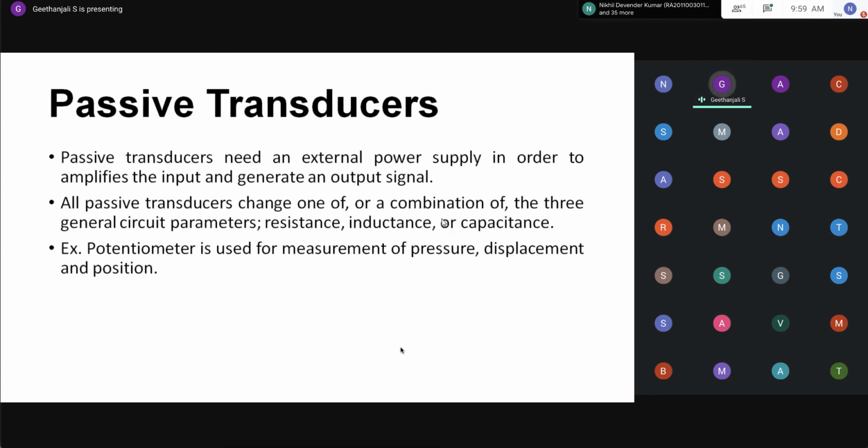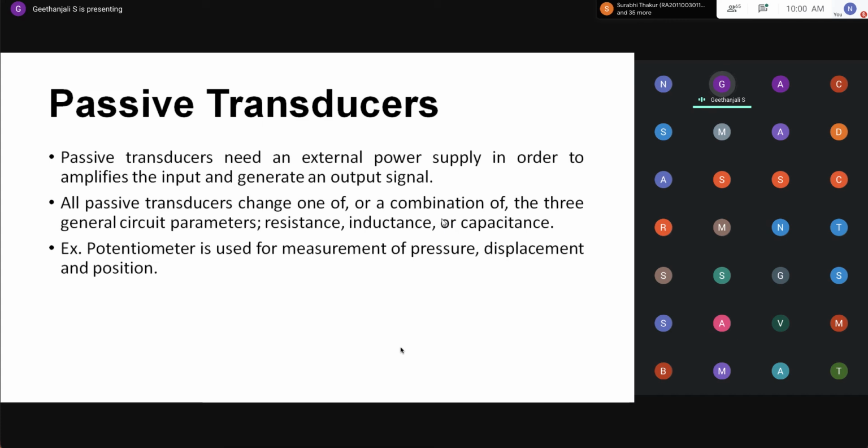The next one is the passive transducers. Passive transducers need an external power supply in order to amplify the input signal and generate an output signal. All passive transducers change one form of, or a combination of, 3 general circuit parameters: resistance, inductance, or capacitance. Example, a potentiometer is used for measurement of pressure and displacement. So by using a single transducer, you can do many operations.